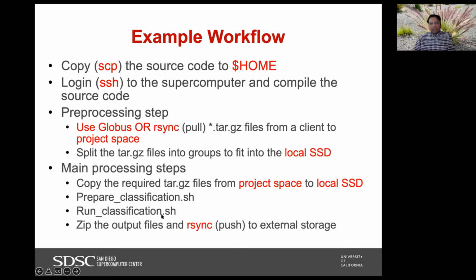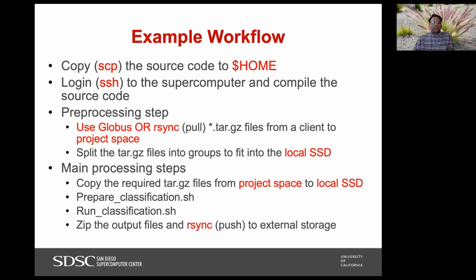And then you could have lots of steps in your workflow. So you could have a pre-processing step, for example. So in this particular example, they were moving files using rsync from a client to the project space on Expanse. But you could use Globus, for example, to do the same kind of thing. And then the files that they have were big tar files, and then there was a step to do some splitting of these files to fit into a local SSD, and then do some main processing steps to copy these files from the project space to the local SSD, do your classifications and runs, and then take the output files and push them out to the external storage.